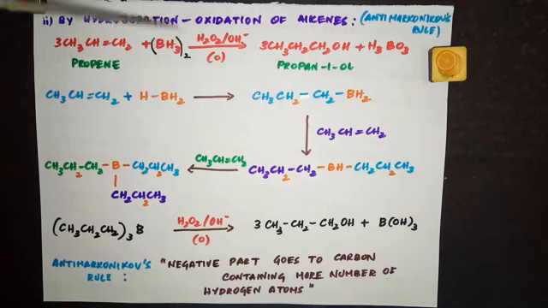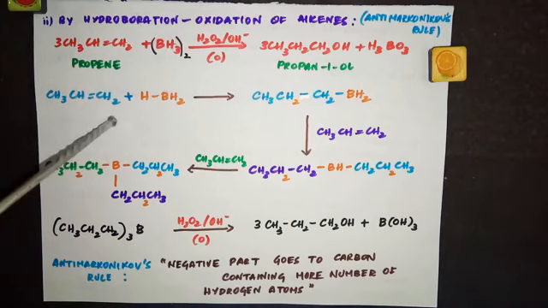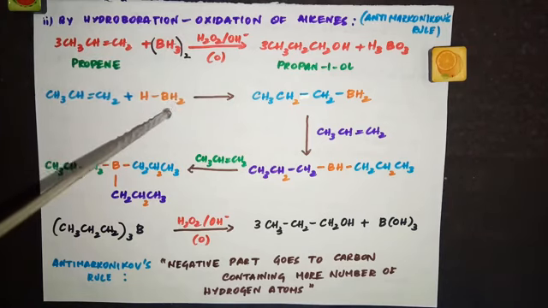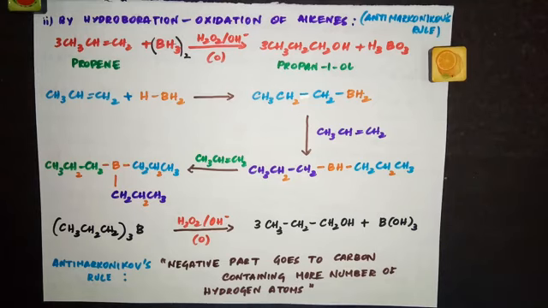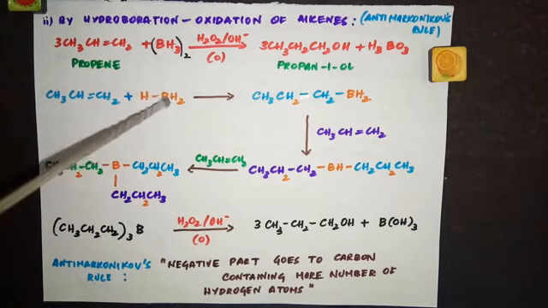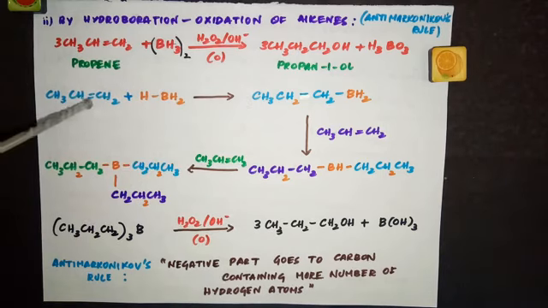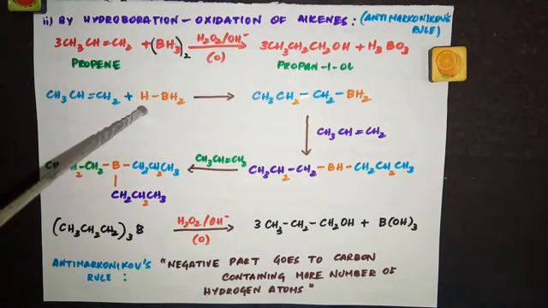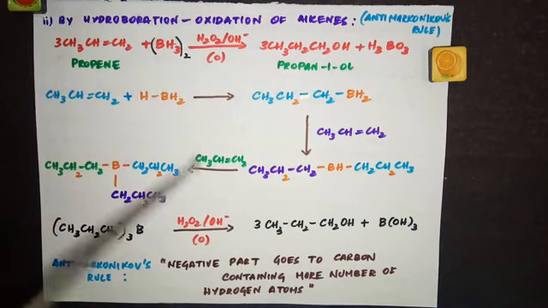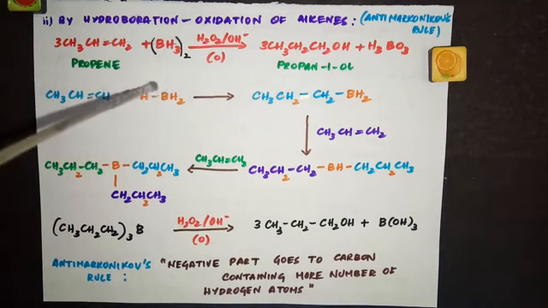Now let's see what is actually happening and how we get this product. Out of the 3 propene, I am taking just 1 propene, CH3CH=CH2, plus diborane. Actually, the BH3 part is going to react. So I have taken only the BH3 part, and I told you we can write this as BH2H. So now see CH3CH=CH2. Let's take this H as the positive part of the addendum and this as the negative part. And as it is following anti-Markovnikov's rule, the negative part will go to the carbon containing more number of hydrogen atoms.